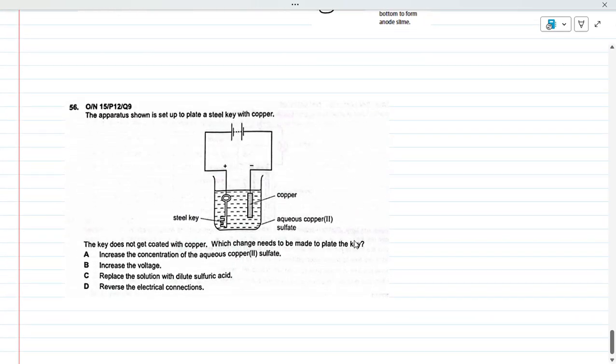In this question, the object to be electroplated is the steel key, and we can see it's connected to the positive sign. So this is the mistake. The steel key should be placed towards the negative electrode and the copper strip should be attached to the positive electrode. So option D is correct: reverse the electrical connection for this circuit so that there will be electroplating.